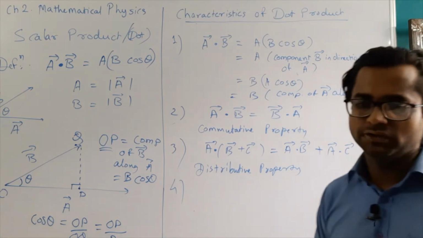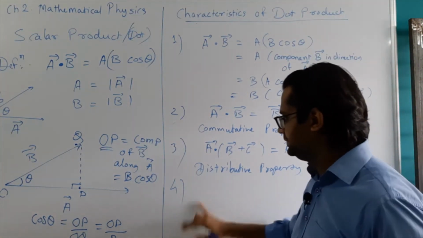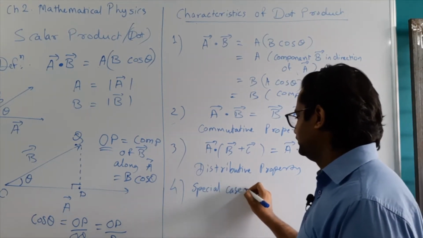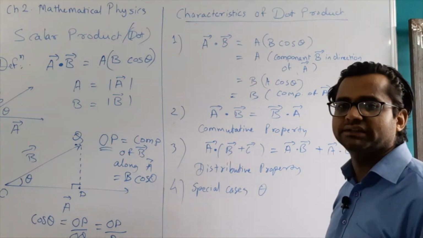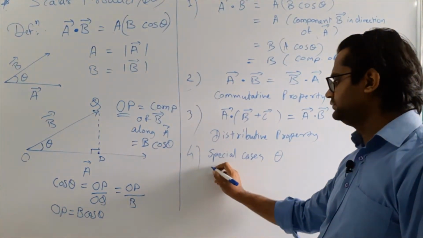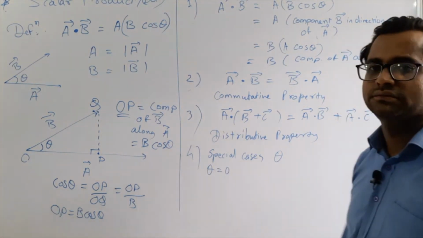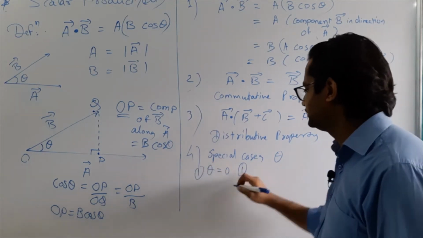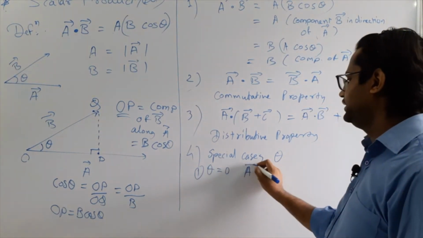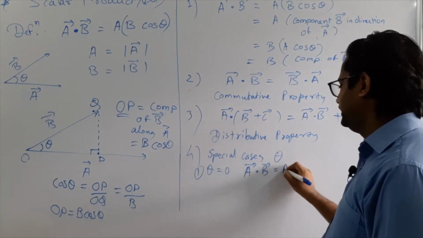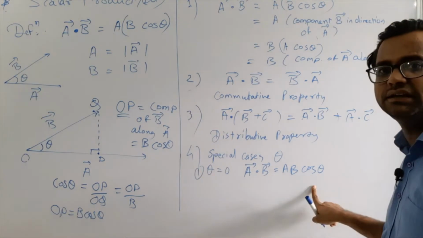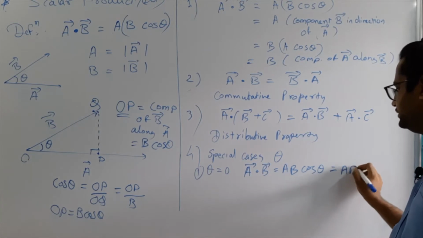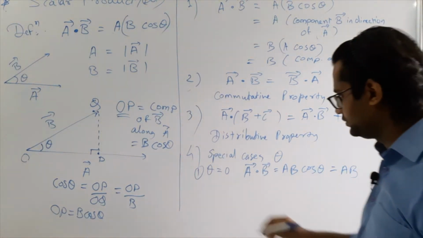Now we'll study the fourth property. We will take different special cases. The fourth characteristic is basically special cases where we will take different values of theta. Let us take the first value, theta equal to 0. It means vector A and vector B are parallel. In this first case, where theta is 0, a bar dot b bar is ab cos theta, and we know that cos 0 is 1, so this will give you ab.